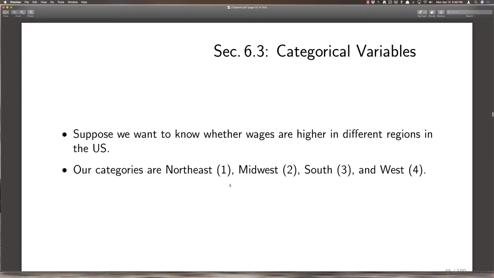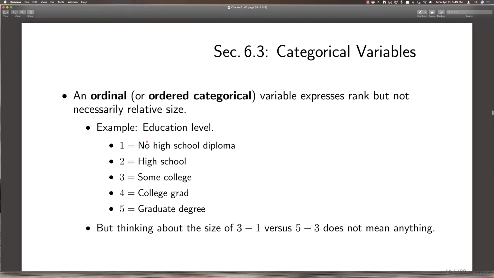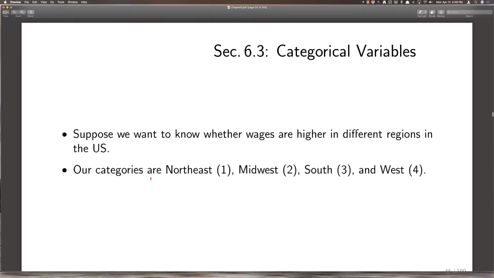Now, in some other higher level statistical classes, there are statistical techniques where you can take advantage of the fact that there's some extra information here because there is an order. We're not going to do that in this class. We're going to treat unordered and ordered more or less the same for the purposes of this class.